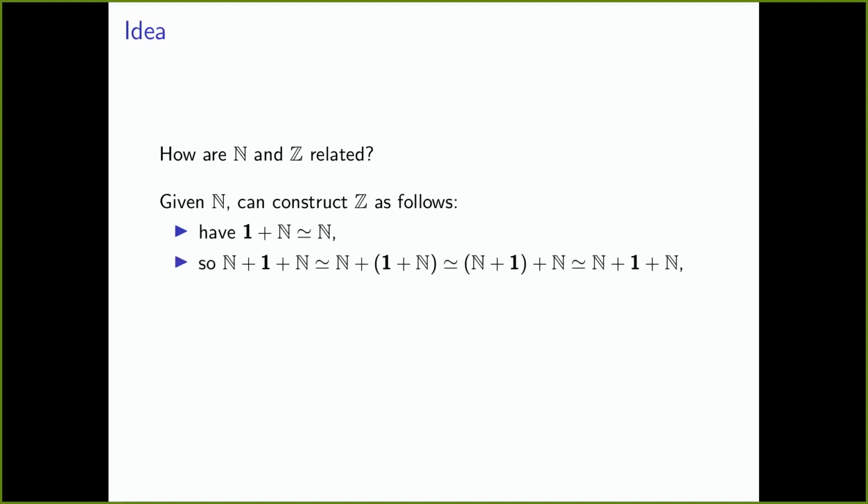To start with, let's think about how to relate the naturals and the integers. And for this, let us first suppose that you have the naturals. So how would you understand integers? What you do is you observe that 1 plus n is equivalent to n by including 0 and the successor of n to n. And then given this equivalence, you can construct this more complicated equivalence on this type n plus 1 plus n. So this is what you expect the integers to do.